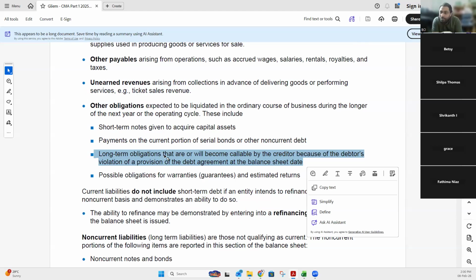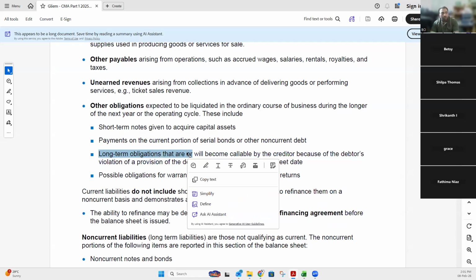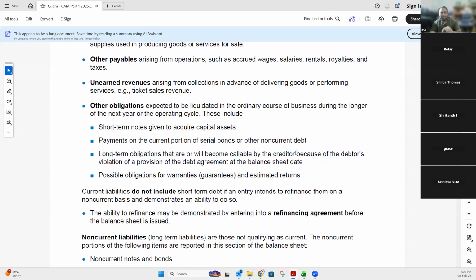Full loan. Even though it is a long-term loan, automatically it becomes immediately payable. Clear? And on the balance sheet date, if you know you have violated that, then at least you know that this is not a non-current liability. This is a current liability. Correct? So that's what it is: long-term obligations that are or will become callable by the creditor because of the debtor's violation of a provision in the debt agreement at the balance sheet date.